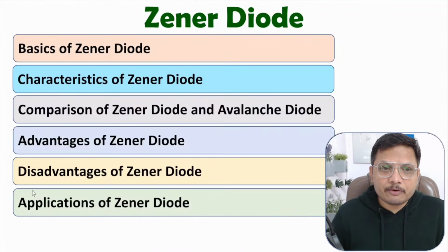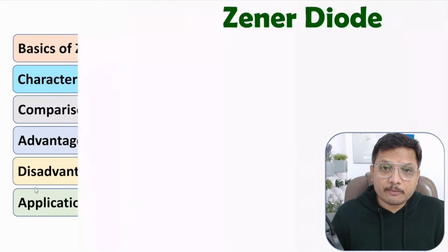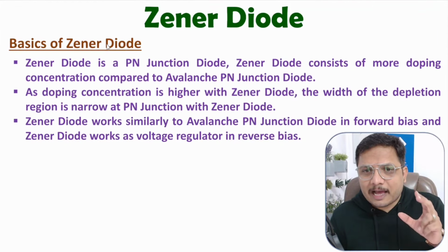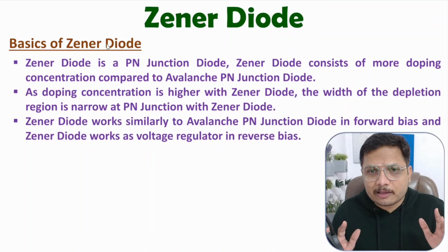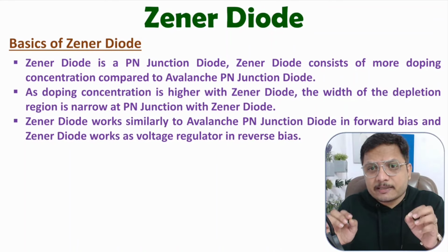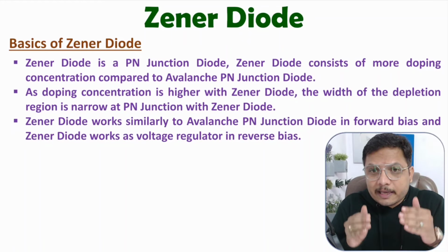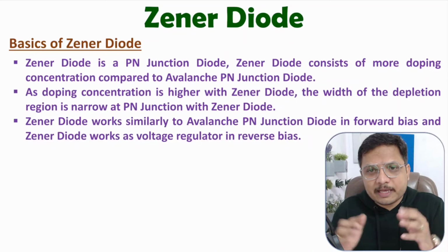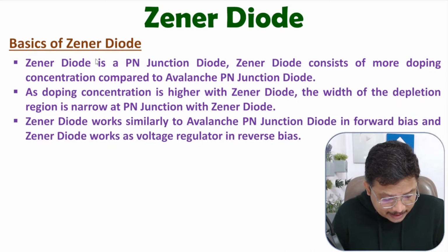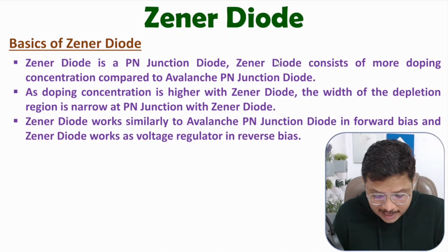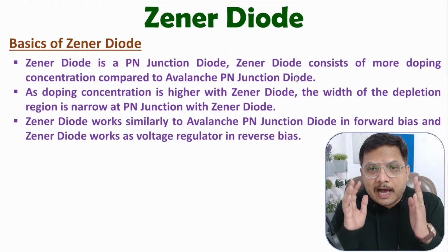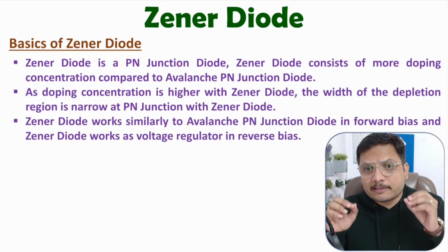So let us begin this video with the first agenda, that is basics of Zener diode. See, when it comes to basics of Zener diode, one should know Zener diode is a normal PN junction diode only. Here there is a basic difference in its fabrication. This P-type and N-type material is heavily doped compared to a normal PN junction diode. So when you fabricate Zener diode, it has higher doping concentration compared to a normal PN junction diode, and as doping concentration is high, there are a few essential things happening.